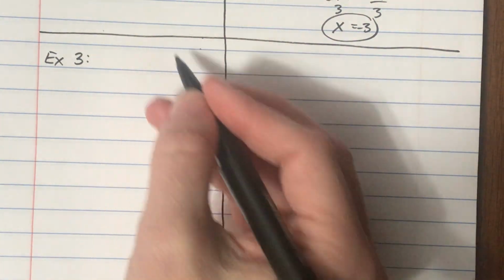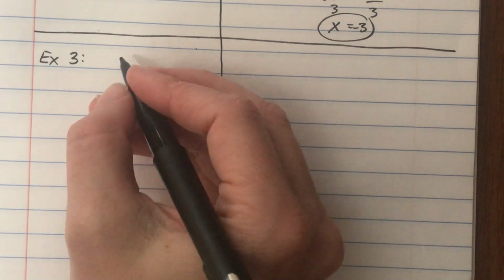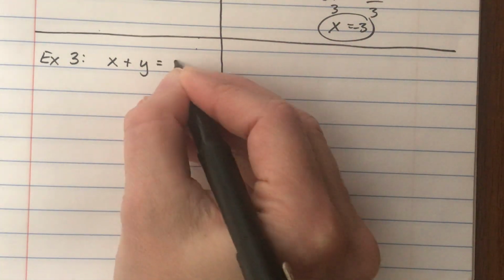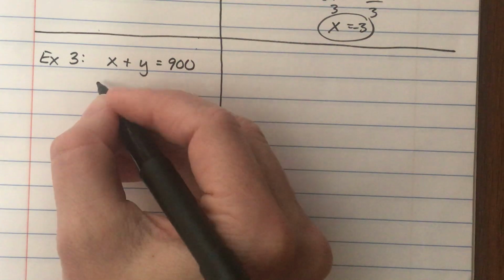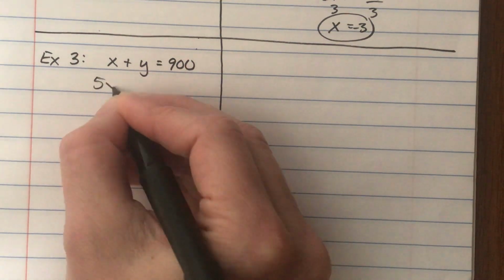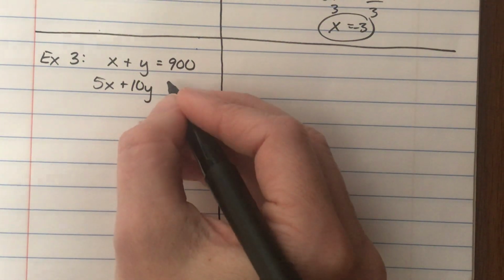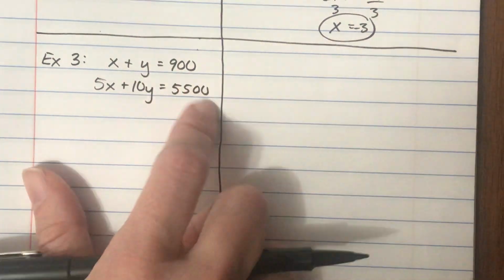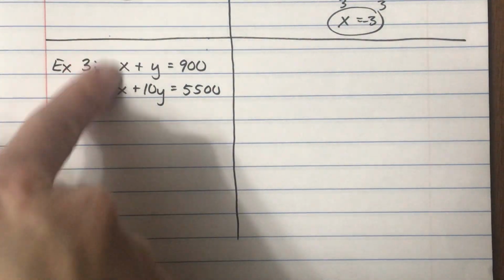So, again, we want to make sure we're writing our equations lined up with each other, but this equation is going to be x plus y is equal to 900, and we have 5x plus 10y is equal to 5,500. So those numbers at the end are very large. However, notice here we do not have the same coefficients.